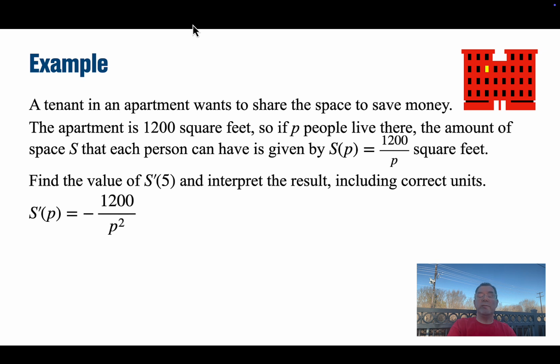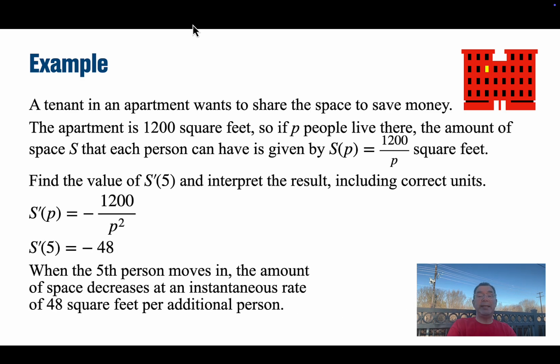So I take the derivative of 1,200 over P, and I get negative 1,200 over P squared. If I plug in 5, I get a value of negative 48. And what that means in context is that when the fifth person moves in, the amount of space decreases at an instantaneous rate of 48 square feet per additional person.